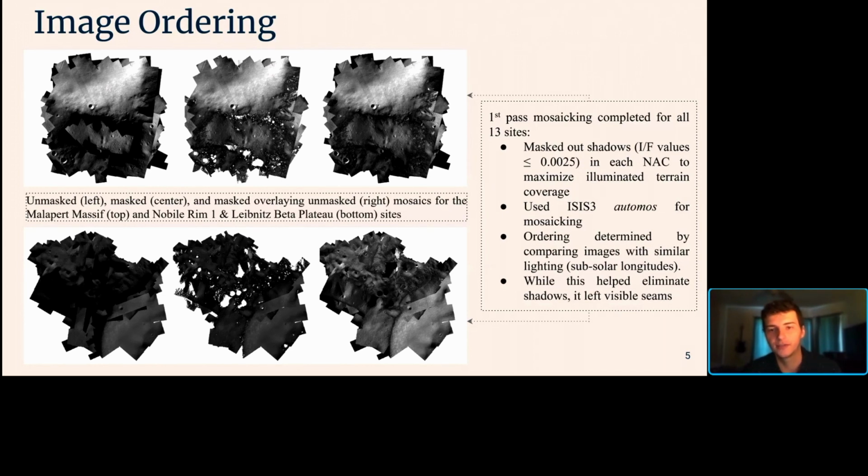We used ISIS3 autoMOS to mosaic the products, and we determined the order by comparing images with similar lighting based on subsolar longitudes. And while this first pass helped eliminate shadows, it left a lot of visible seams that were a bit unsightly. So next slide, please.